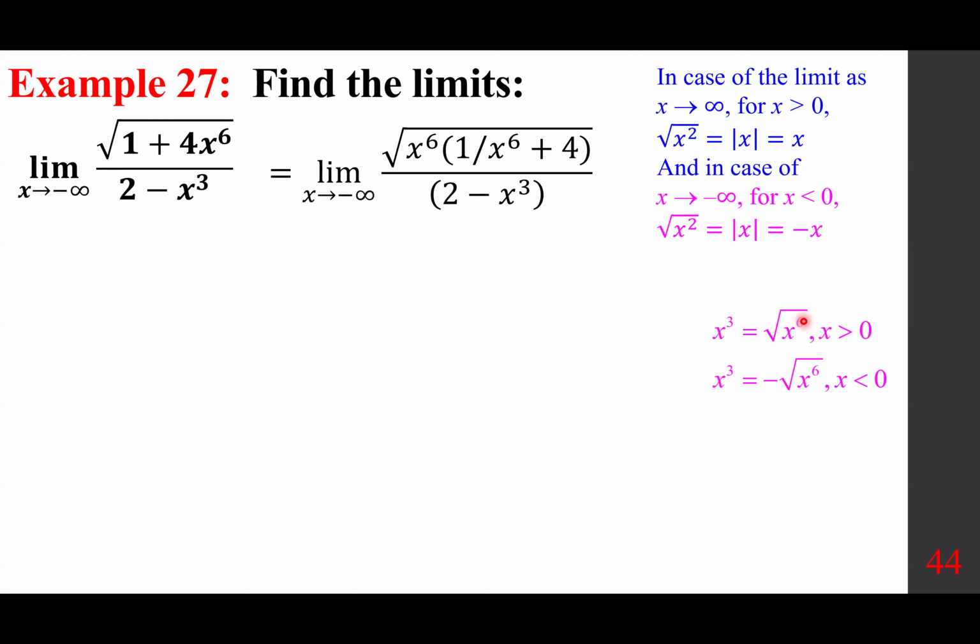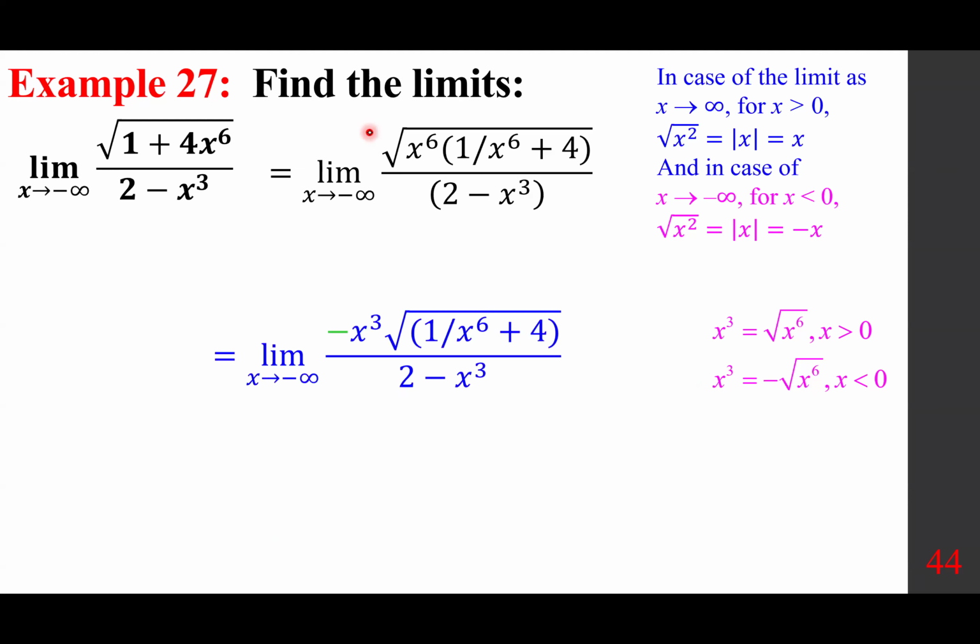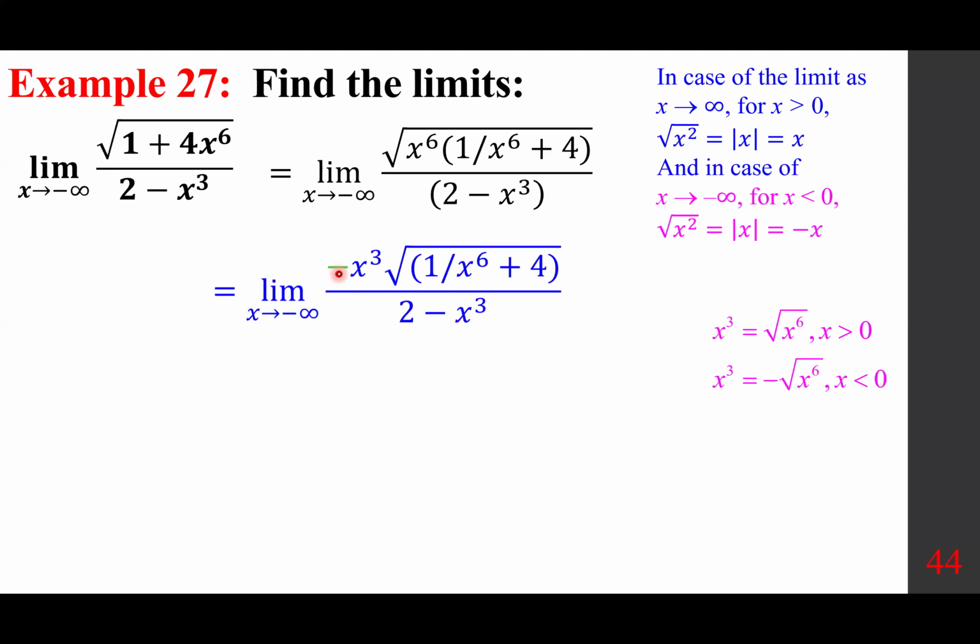square root of x to the power of 6 is x cubed for x larger than 0, and square root of x to the power of 6 is minus x cubed for x less than 0. So if you want to take this out, you have to write minus x cubed. And I'm writing the sign in a different color, so it becomes clear that you need the negative sign out there.